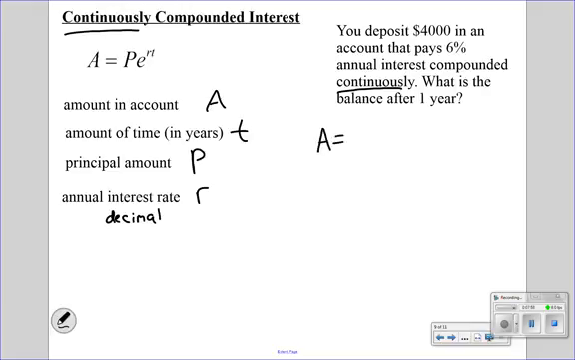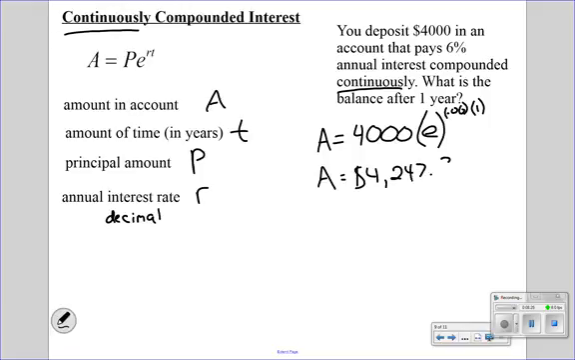So our total equals our principal, which is 4,000 times e to the r. Our rate is 6%, which we would write as 0.06. And then our years is simply 1. So we're going to do 4,000 times e to the 0.06. And we get $4,247.35.